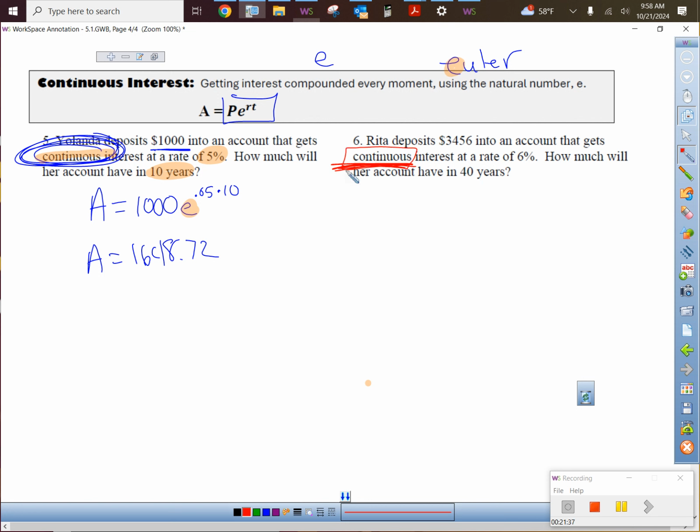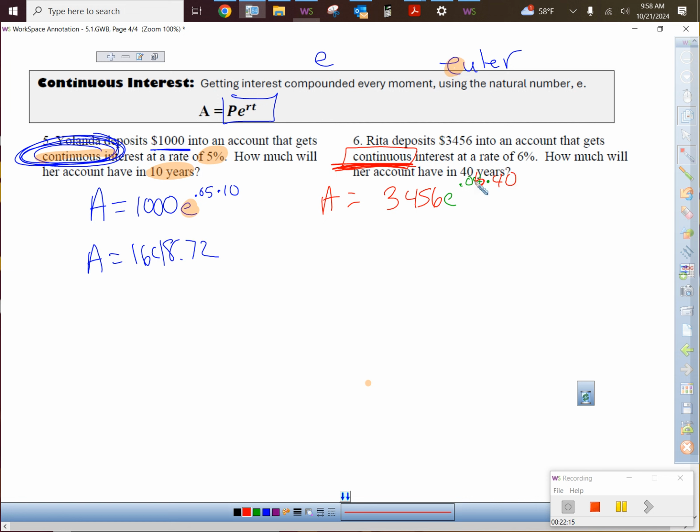If they give you a rate continuously, 3,456 is what we started with. And then we're going to use times E to the 0.06 to, holy crap, how long is this going to sit in the bank? 40 years. That is awesome. Think about that. You will be 58 or 57 years old. That is a long time, right? So times 40 years. We should get a great amount of money here.